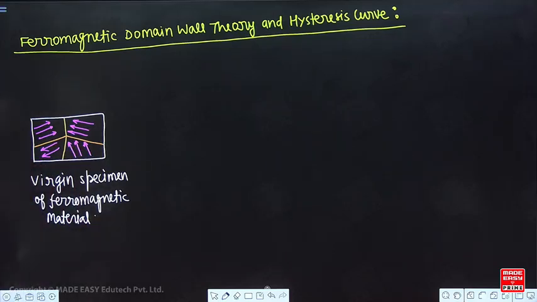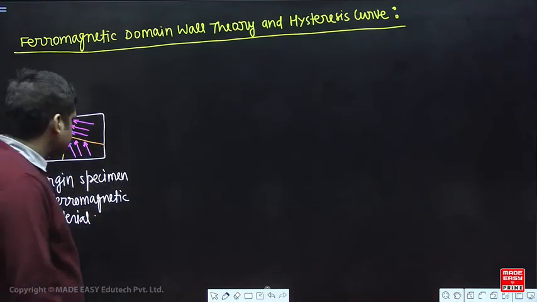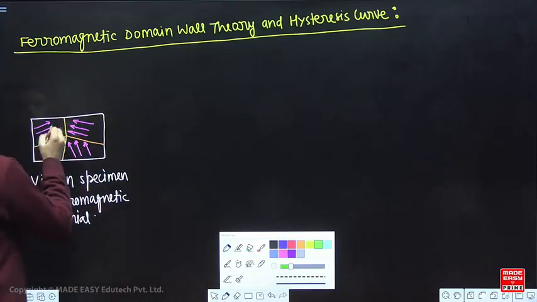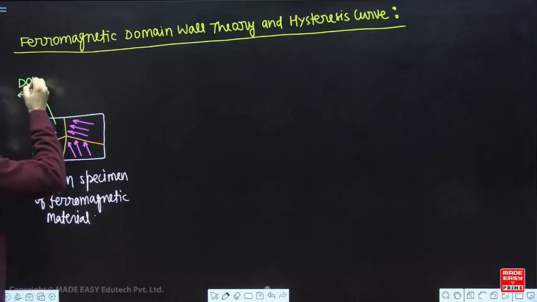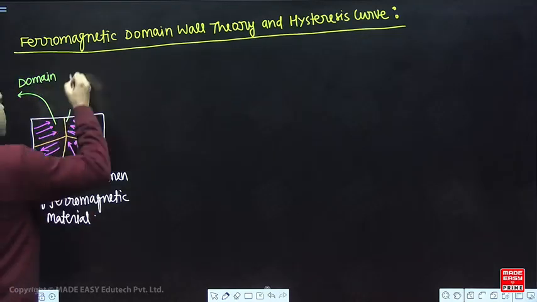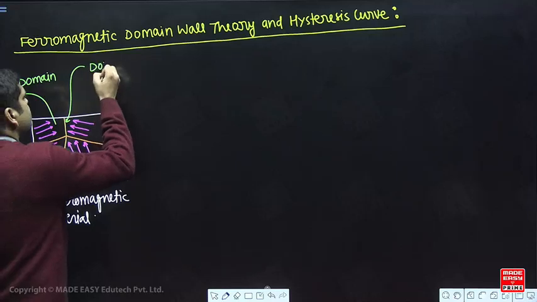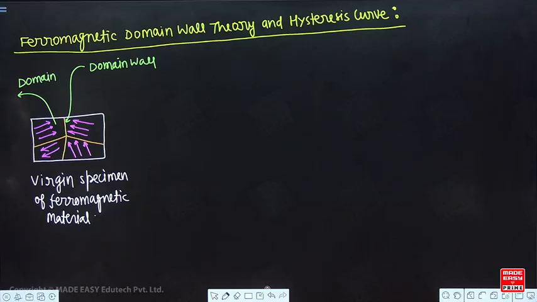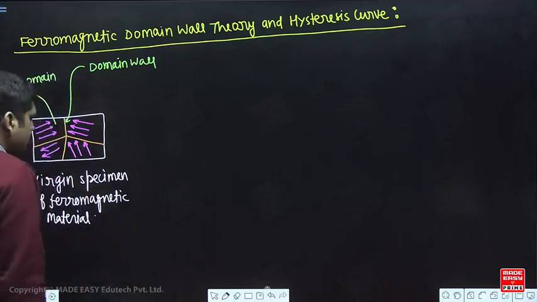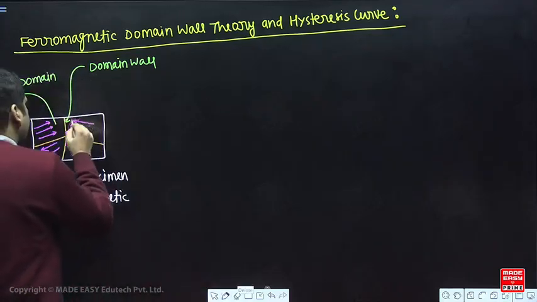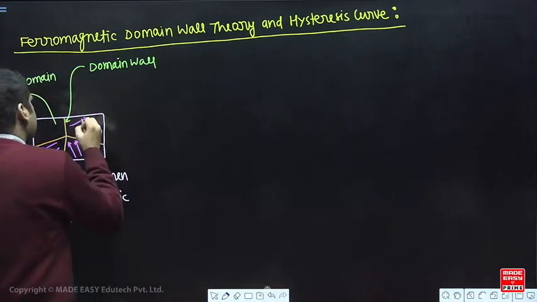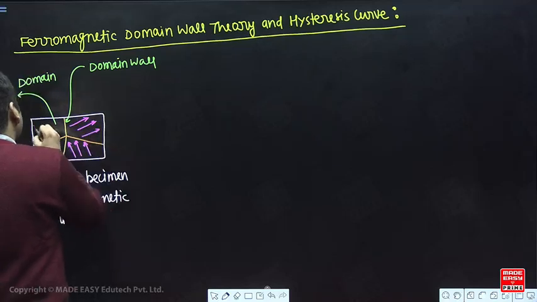This ferromagnetic material is known as a virgin specimen. In this specimen, there are a number of regions. Each region is known as a domain, and the wall separating these regions is known as a domain wall. In a particular domain, all the dipoles are parallel to each other, but from domain to domain, the orientation of dipoles is different.